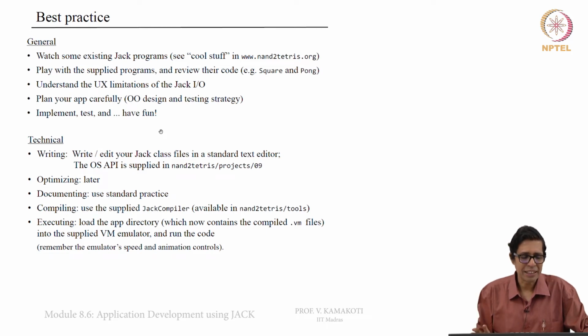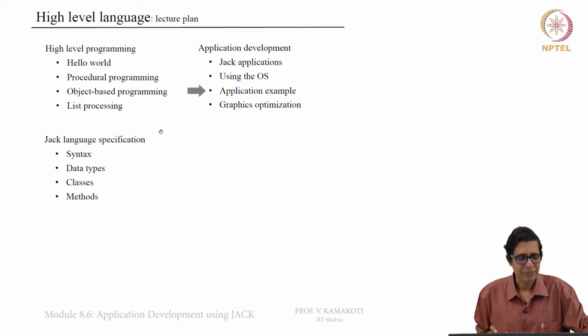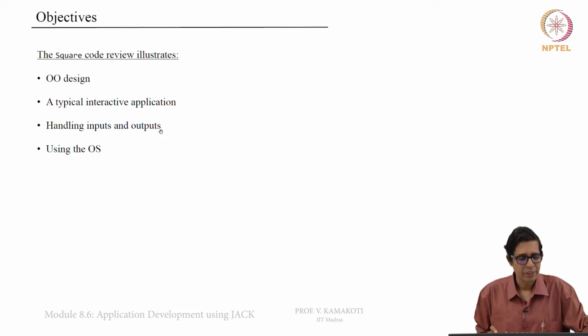So the best practice is to watch some existing Jack programs on nand2tetris.org, play with the supplied programs, say square and pong, understand the user interface limitations, plan your app carefully, implement, test and have fun. The technical part is you should write the Jack class files, optimizing we should do later, document some of this, use this as a standard practice. Compile using the Jack compiler, execute using the VM emulator. We have seen this. Okay.